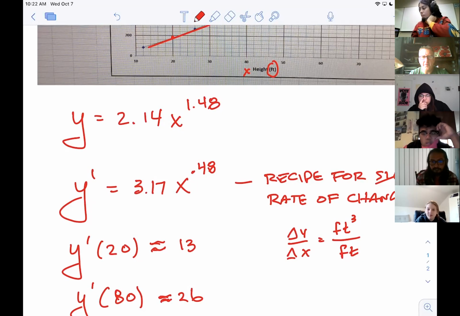What Martin started off with was great. I missed some of what you guys said because I froze in there. But isn't slope change of y over change of x? Well, what are the units of y? They're cubic feet. What are the units of x? They're feet. So you're talking about how cubic feet, the volume, changes relative to feet changes of height. That's what you're talking about here.